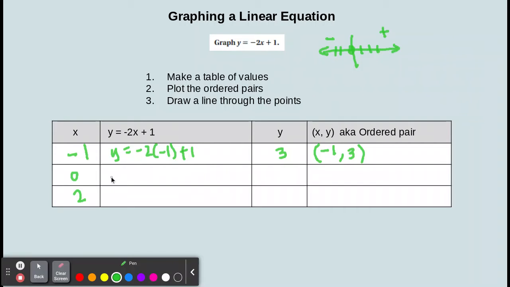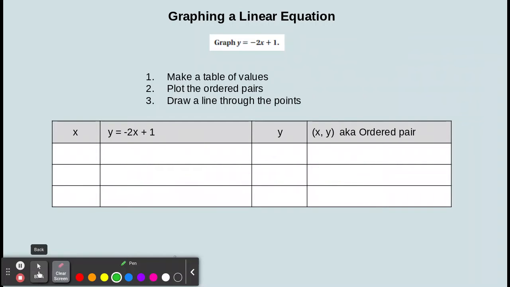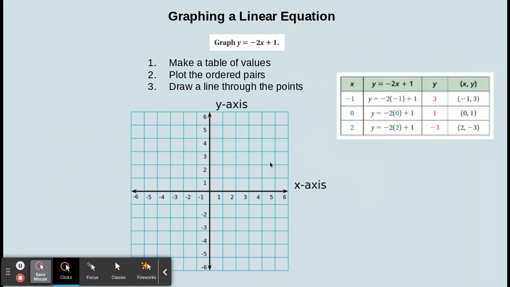So if we repeated that and plugged in 0 into this equation here, we would see that y equals 0 plus 1. So then y is 1, and our ordered pair is 0 comma 1. And again, for doing it with 2, we find that it's going to be negative 3, and the point is 2 comma negative 3. Okay, so if we look, here's that table that we just created. We made the table of values.